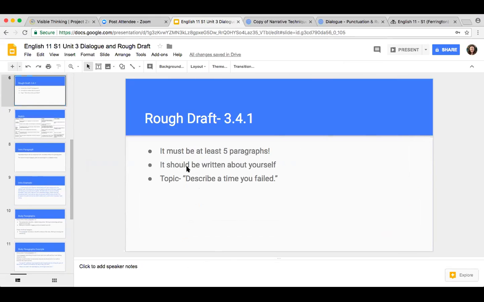Sorry. The rough draft is assignment 3.4.1. The rough draft has to be 5 paragraphs. And I put an exclamation point there because that is the biggest issue that I see with this lesson: a lot of people write me one large paragraph instead of breaking it up into different paragraphs for each different thing that's happening. I also sometimes see people forgetting to do separate paragraphs for the dialogue. You're going to see when we go through what each paragraph has to be that body paragraphs 1, 2 and 3 could have dialogue in them, but those still need to be whole paragraphs by themselves. It should be written about yourself, and it should describe a time you've failed.